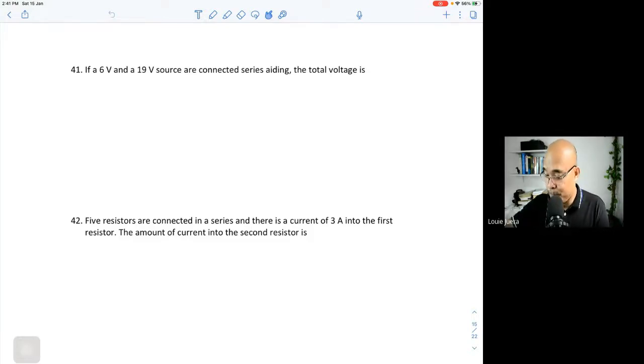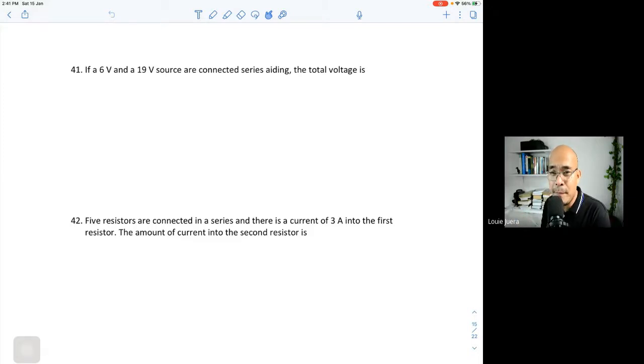Okay, so let's start answering this question here. Number 41. If a 6 volts and a 19 volts battery source are connected series aiding, the total voltage is. In the previous lecture, we only discussed loads connected in series, resistors connected in series. But in practice, there are also cases where the voltage source or the supply voltage are connected either in series or in parallel.